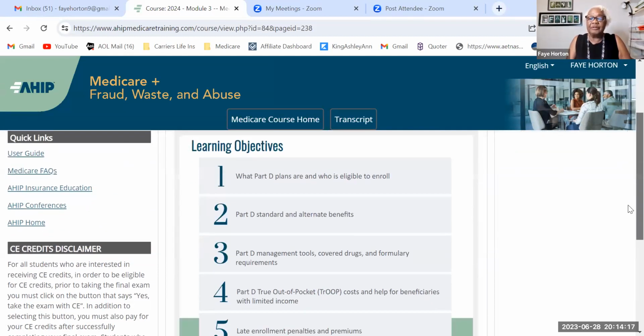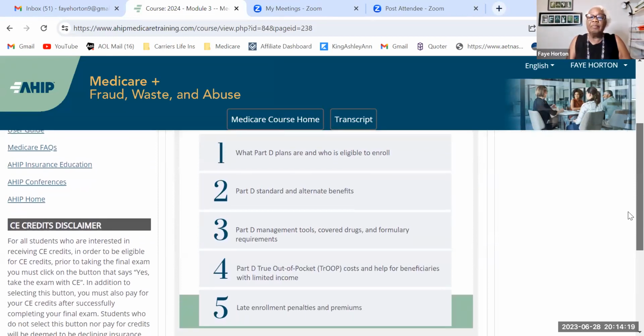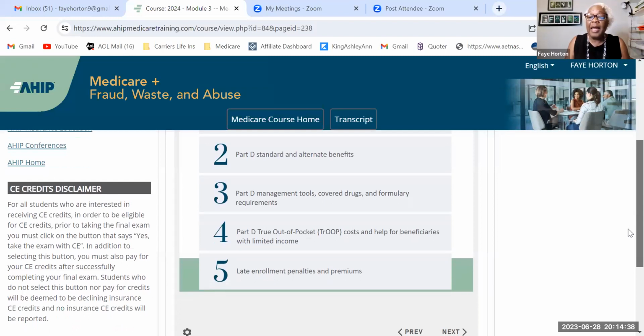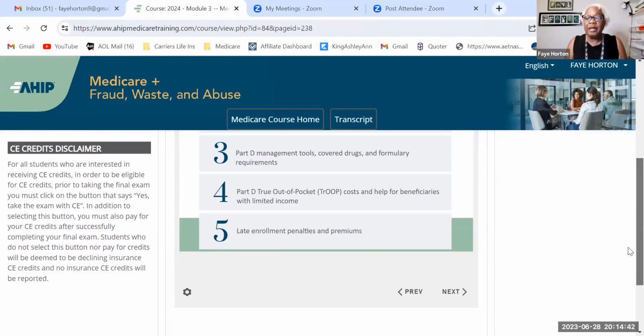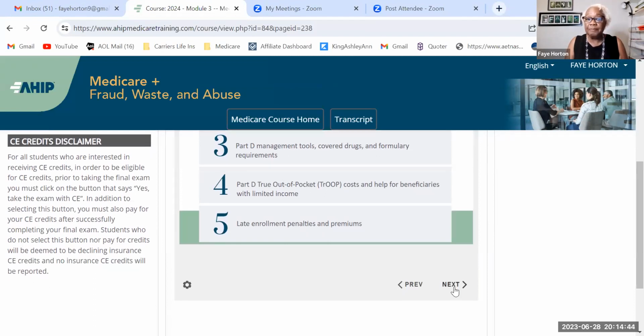Learning objectives for module 3: what Part D plans are and who is eligible to enroll. Part D standard and alternate benefits. Part D management tools, covered drugs, formulary requirements. Part D true out-of-pocket cost and help for beneficiaries with limited income, late enrollment penalties.